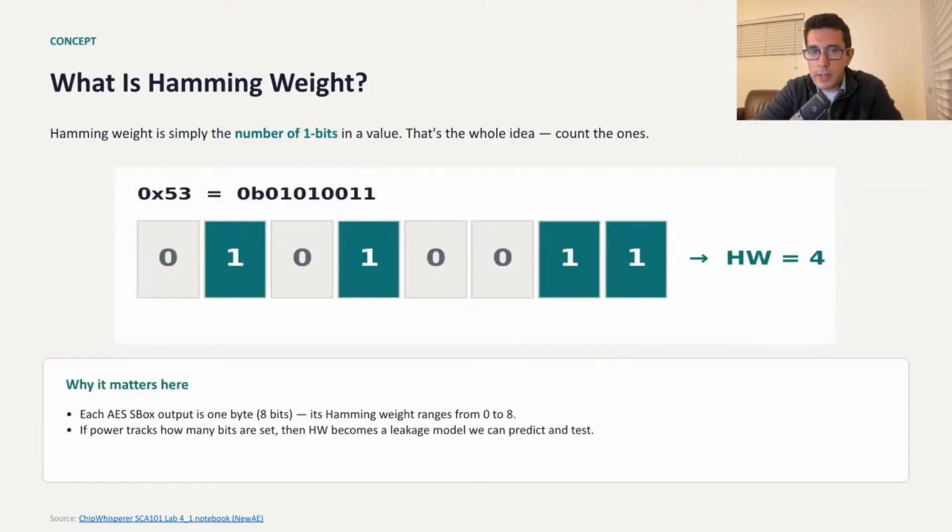Hamming weight is relatively simple because it's just how many 1 bits are set in a value. If our byte is 0x53, the binary representation has 4 ones, so its Hamming weight is 4. This matters because every AES SBox output is an 8-bit value, so its Hamming weight is always between 0 and 8. If the chip's power depends on how many bits are set in that byte, Hamming weight becomes a leakage model we can actually predict from plaintext and key guesses.